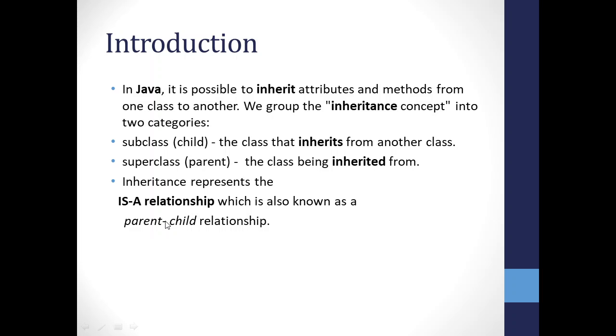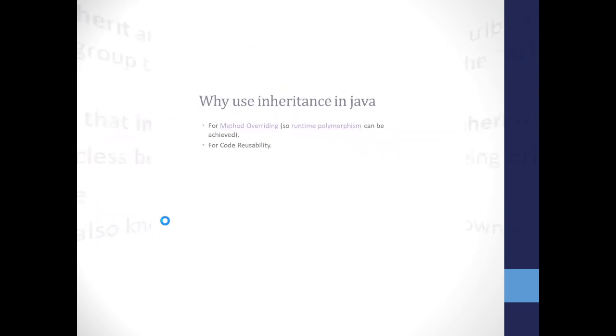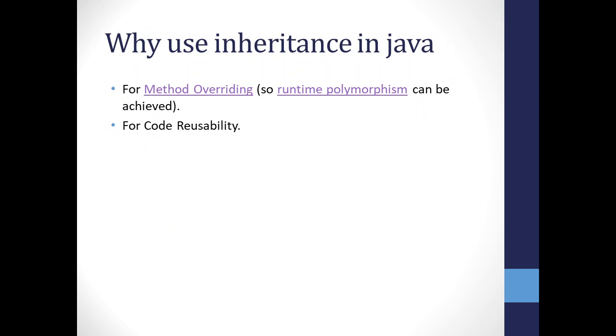And we have the aggregation concept that has a has-a relationship. But when we go with inheritance, it is an is-a relationship. Why are we using the inheritance concept in Java? Firstly, for method overriding, so runtime polymorphism can be achieved by method overriding.